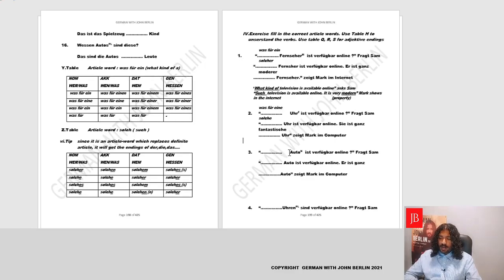Okay, what kind of a car is available online? And let's find out. It's again nominative, subject, neutrum. So we'll say, was für ein Auto ist verfügbar online? The answer is such car is available online. Such, we go to the second table, neutral, and pick up neutrum. So we say, solches Auto ist verfügbar online.